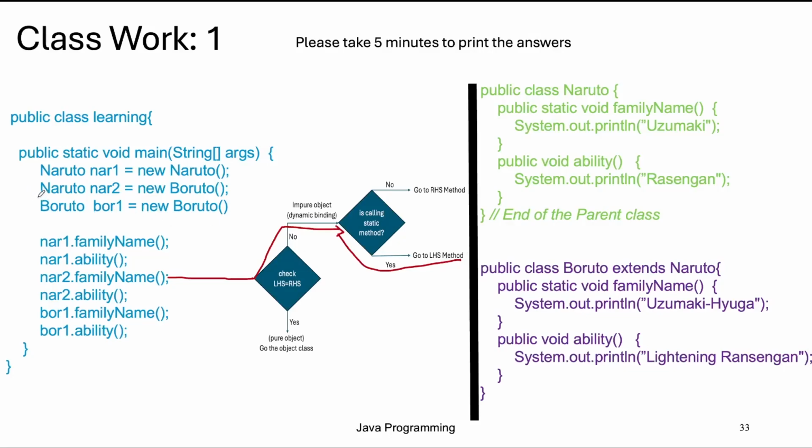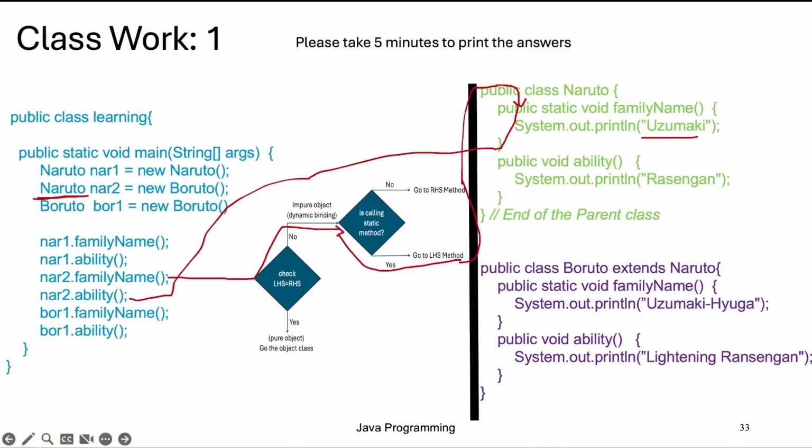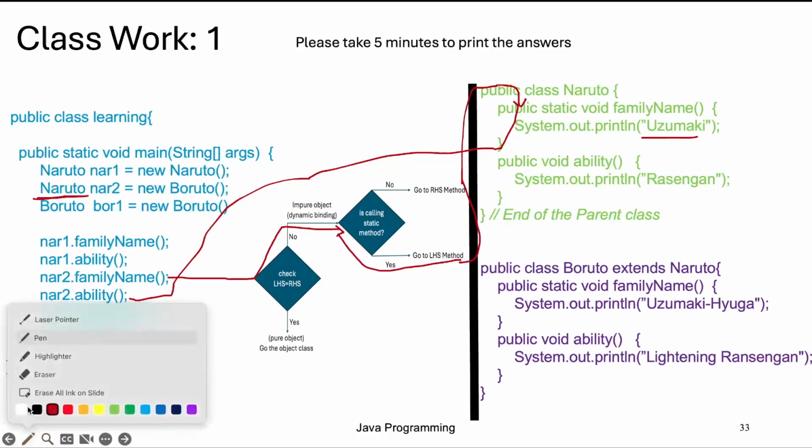So what is on the left hand side? It is Naruto. So the compiler, what it will do? It will go to the function of family name here, Prince Uzumaki, okay, and then comes out. Understood? Now we come to nar2 dot ability. How will this work? Same way.